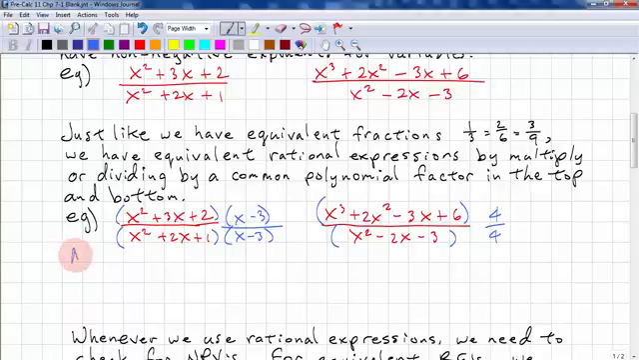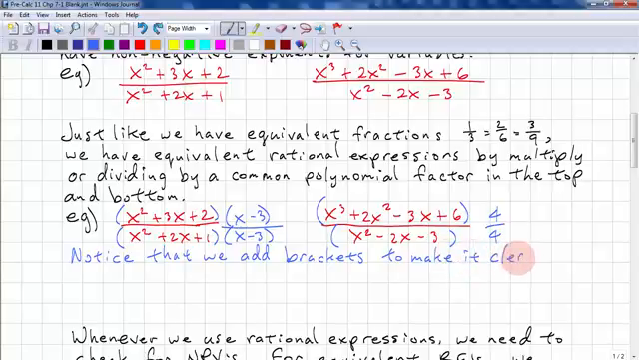And here's the note. Notice that we add brackets to make it clear that we're multiplying the polynomials. We're not multiplying 2 by x minus 3, we're multiplying this whole polynomial.